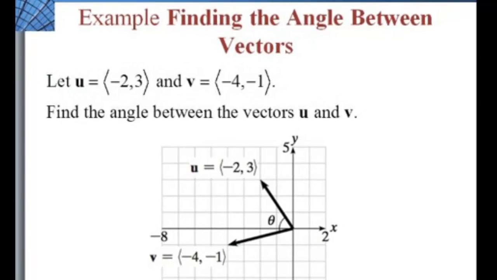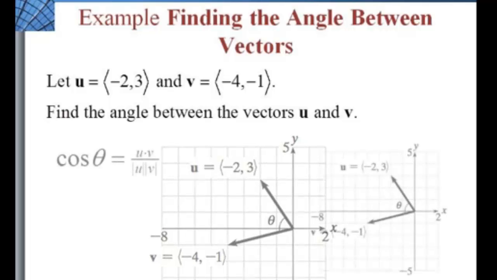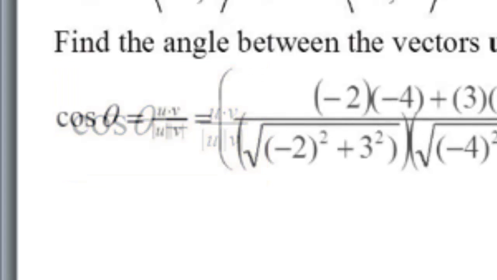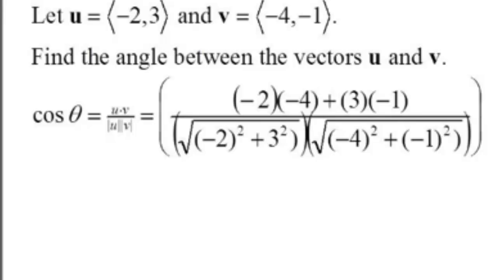Finding the angle between vectors. If vector u is -2, 3, and vector v is -4, -1, we want to find the angle between the vectors u and v. We'll call that angle theta. Taking our formula, where cosine theta is the dot product of u and v divided by the magnitude of u times the magnitude of v, we then insert the numbers from our vectors.